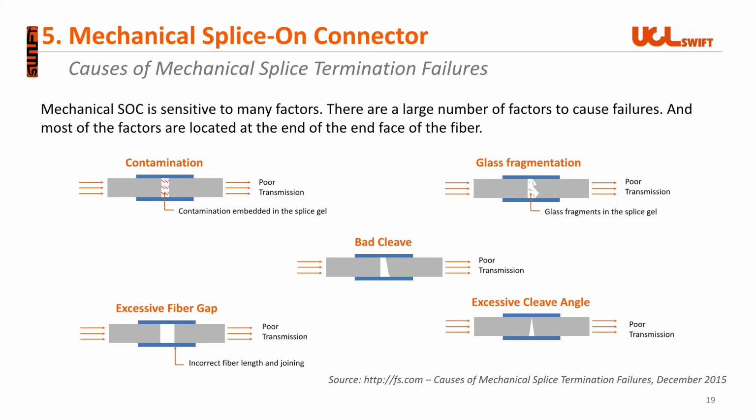Mechanical SoC is sensitive to many factors. There are a large number of factors that cause failures, and most of the factors are located at the end face of the fiber. Contamination embedded in the index matching gel, glass fragments in the index matching gel, incorrect fiber length, and joining cause excessive fiber gap. Poor quality of cleave or bad cleave will cause higher attenuation.